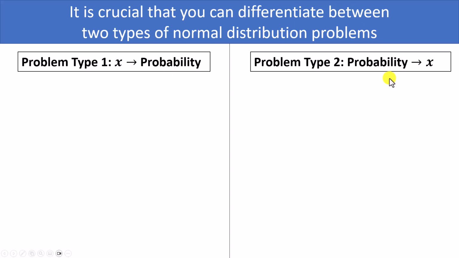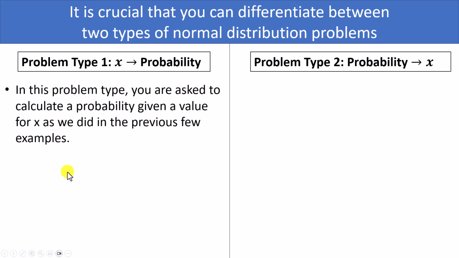But maybe we want to go the other way around. Maybe we already have a probability or an area on the distribution, and we want to find a value for x. Well, that's going to be our problem type number 2. This would be like asking how fast would the fastball be such that 97% of the fastballs would be slower. I already have a percent, like 97% or a probability, and I'm trying to go backwards and find the speed of the fastball.